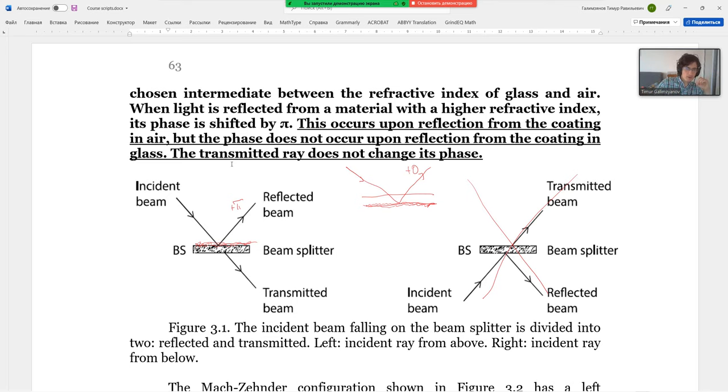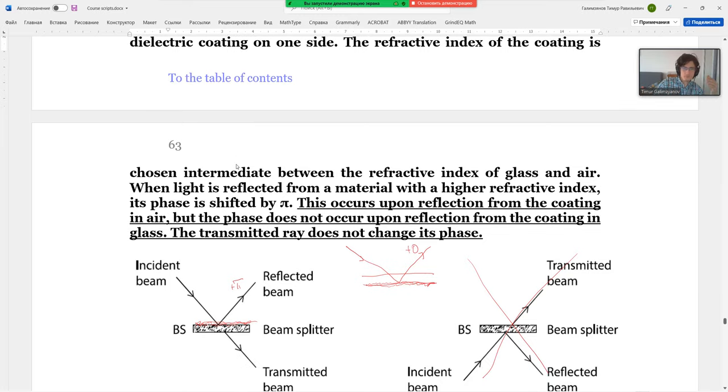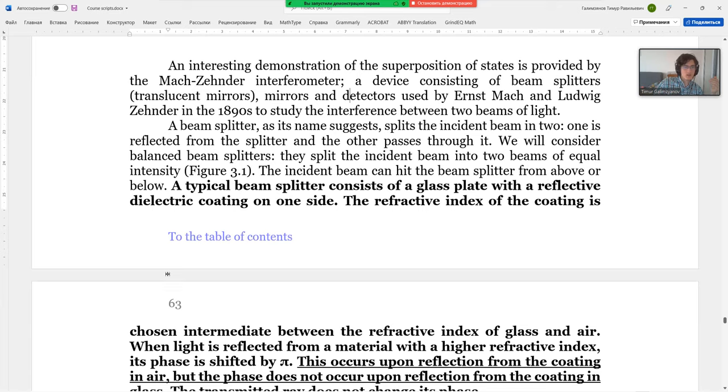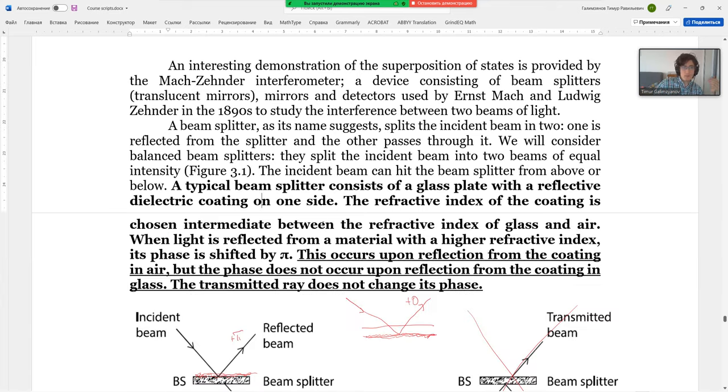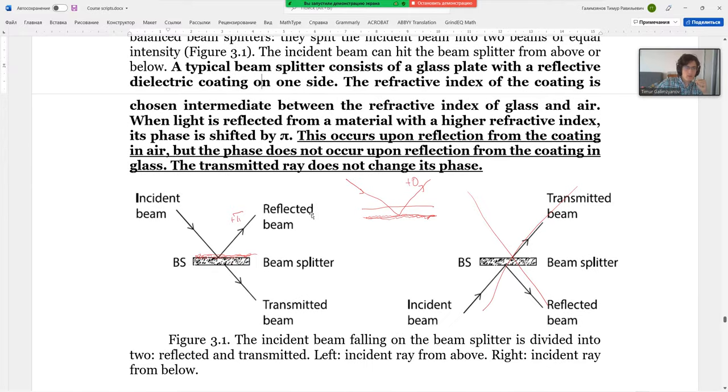The third instrument is a mirror. A mirror just changes the direction of the light. And the most important instrument I want to speak about is the beam splitter. A beam splitter splits the incident beam into two beams. One is the transmitted beam, and the other is the reflected beam.